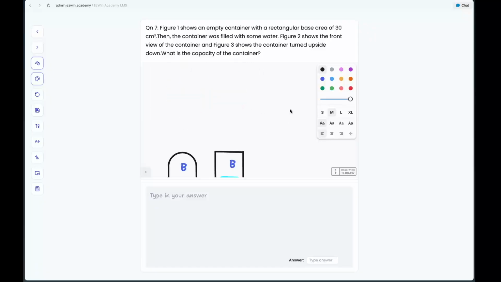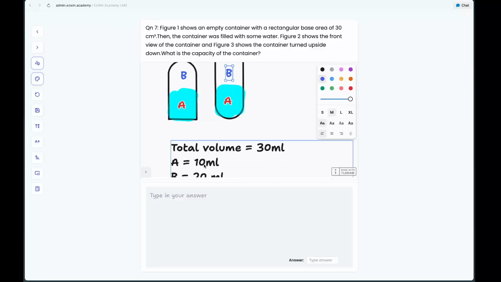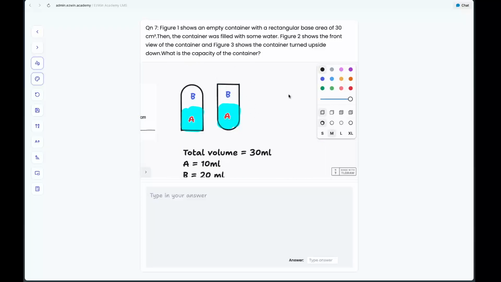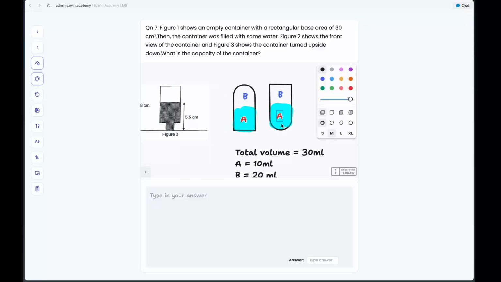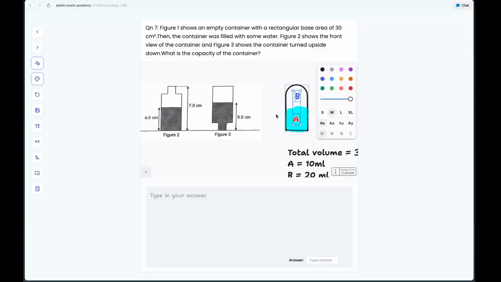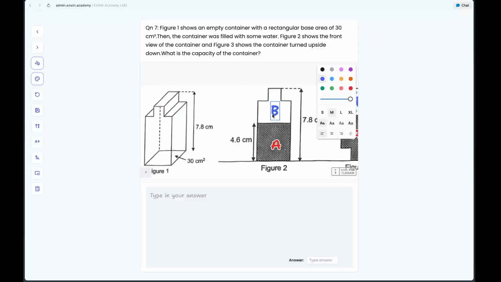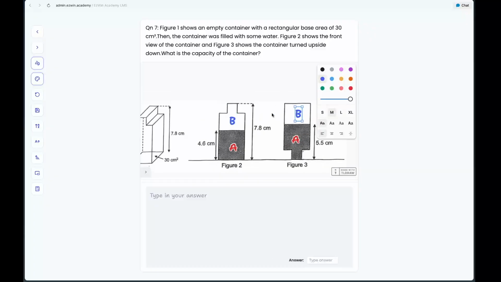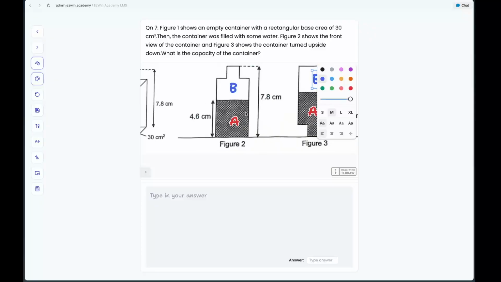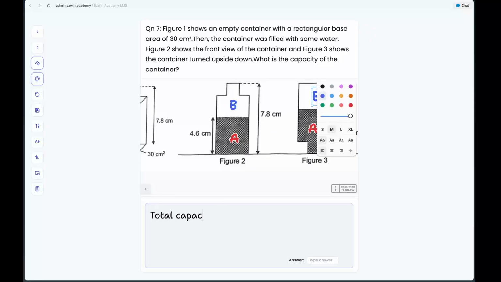Does that make sense, right? No matter what, the liquid will always be the same volume. So the volume of the water will remain the same over here as well. If A is the volume of water and B is the air, then A is also the same here and B is also the same, no matter what the size is. That means we can find the capacity of the whole container. The total capacity would be equal to A plus B.